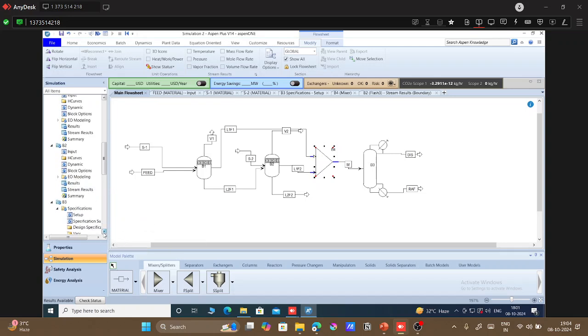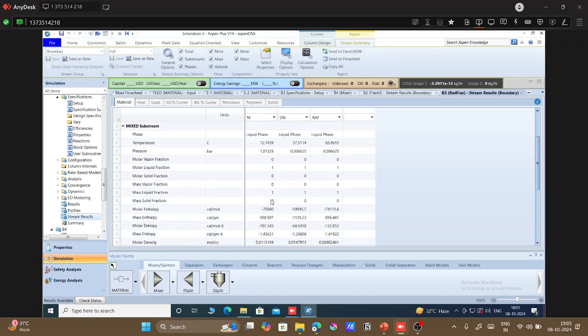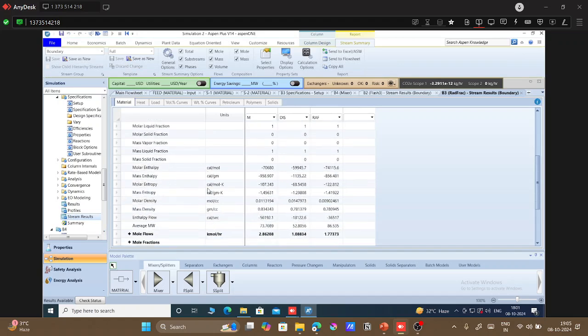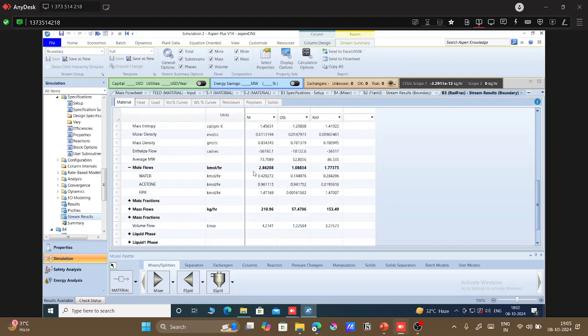So for that, if you go into the stream summary for the distillation column, what we see here is the molar flow rate given. Now you can see, as we had seen in the flash also, when we had three components, it was separating out in three phases.